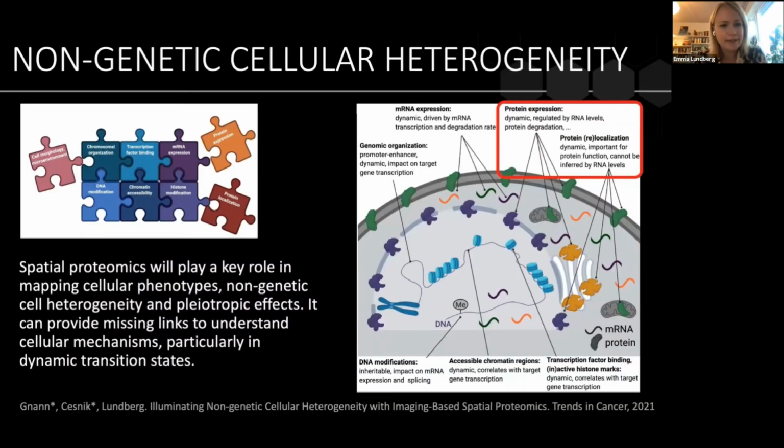So altogether, we're quite interested in what we call non-genetic cellular heterogeneity. We believe that a lot of the proteome variations that we see here is actually dynamic proteome fluctuations that is not regulated by gene expression regulation. So we believe that spatial proteomics will play a key role in mapping cellular phenotypes, non-genetic heterogeneity, and particularly pleiotropic effects. And it might provide some of the missing links to understand cellular mechanism, particularly in these rapid dynamic transition states, or when drug resistance emerges, for example.